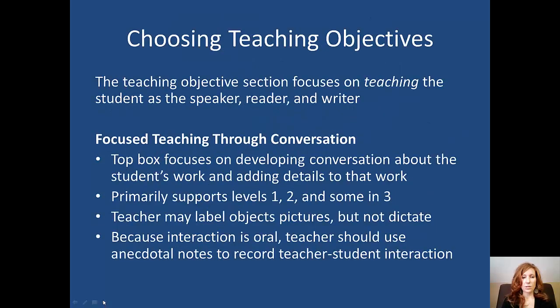So let's talk about how to choose appropriate teaching objectives. Now that we have scored students based on student work and oral language, we want to begin to look at them based on where they fall. If we have a student that's in a level 1, level 2, or maybe even a level 3, we're going to be focusing on that top box. This is the middle column of the continuum.